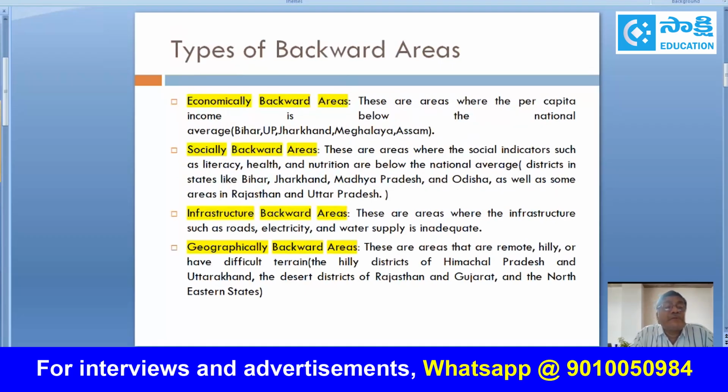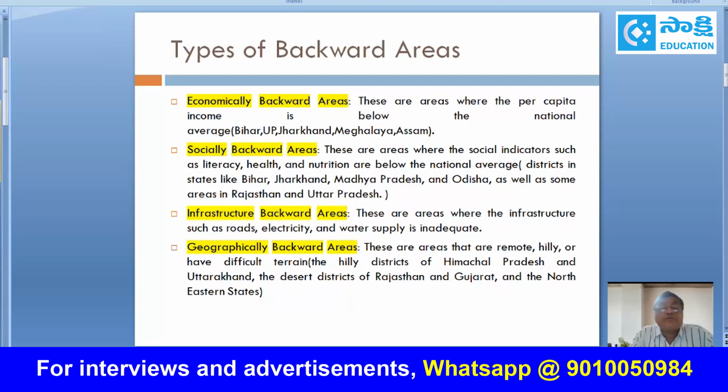For example, if you observe the states such as Bihar, Uttar Pradesh, Jharkhand, Meghalaya, and Assam, the per capita income of these states was lower than the national average. So these states, these areas come under economically backward areas.